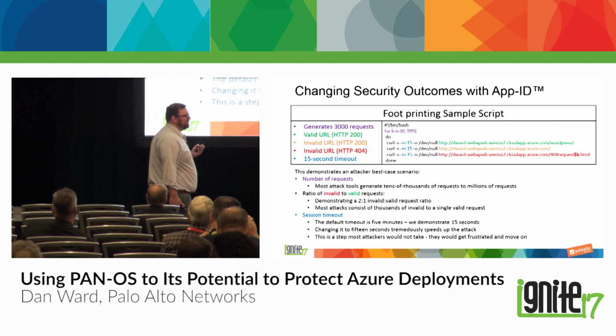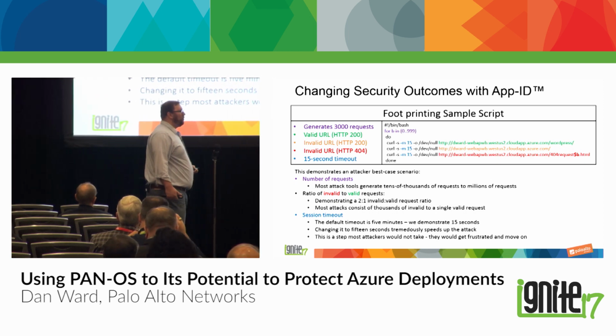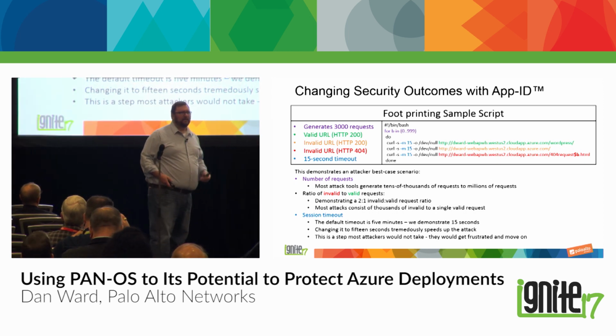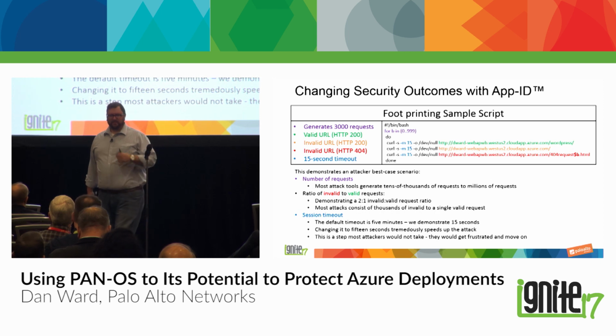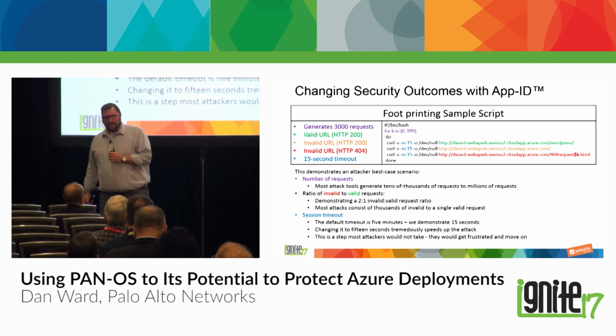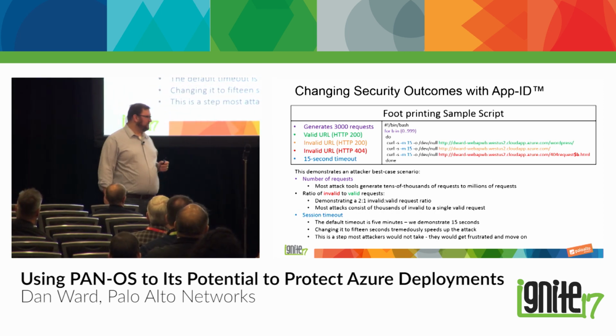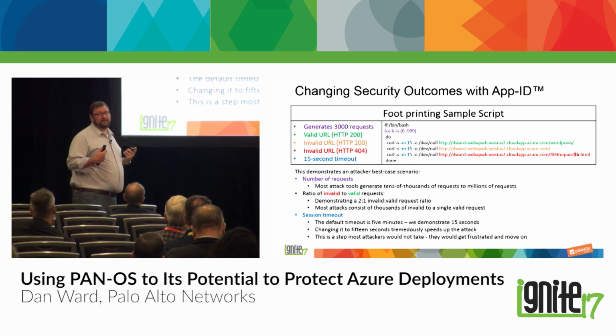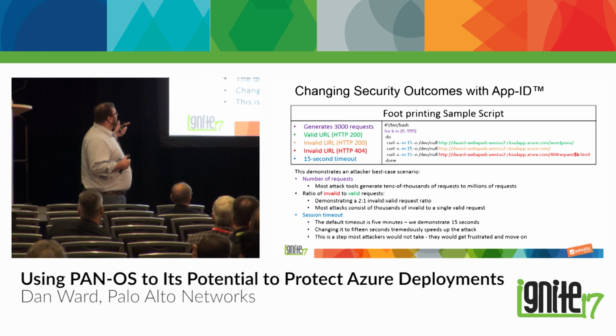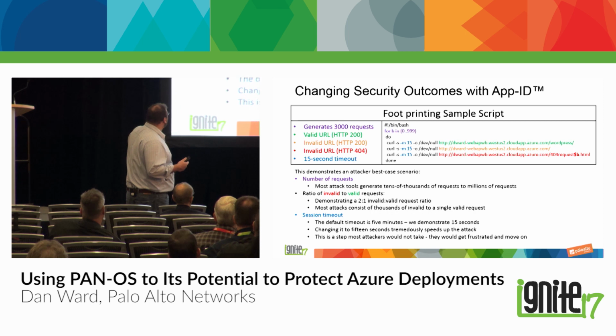I'm talking about creating custom app IDs, but why do we care about that? Like, hey, Palo Alto has a bunch in here by default. Why can't I just use one of those? Right, so I'm going to show you what I did. I ran a little experiment, right? This is not rocket science.